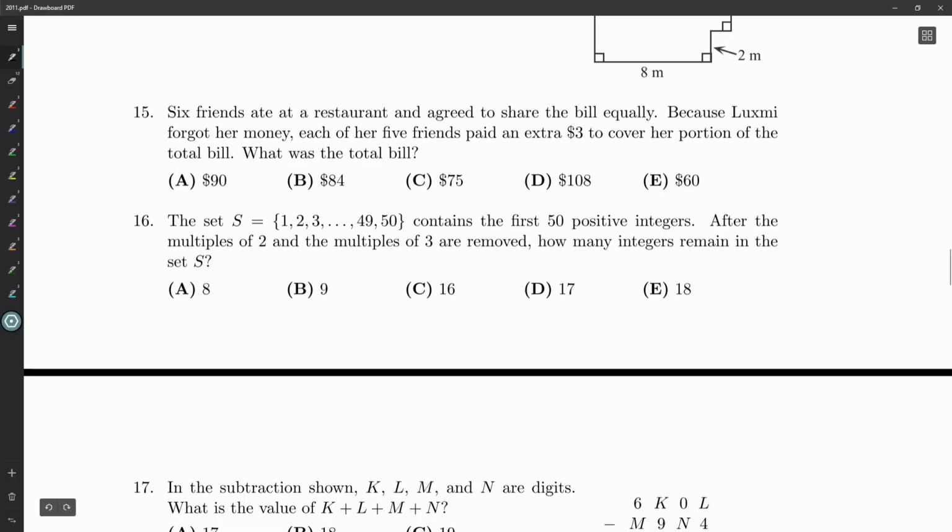Root Beer here, looking at question 16 on our 2011 Grade 9 Pascal. The set S, which is 1, 2, 3, all the way up to 50, contains the first 50 positive integers. After the multiples of 2 and the multiples of 3 are removed, how many integers remain in the set S?